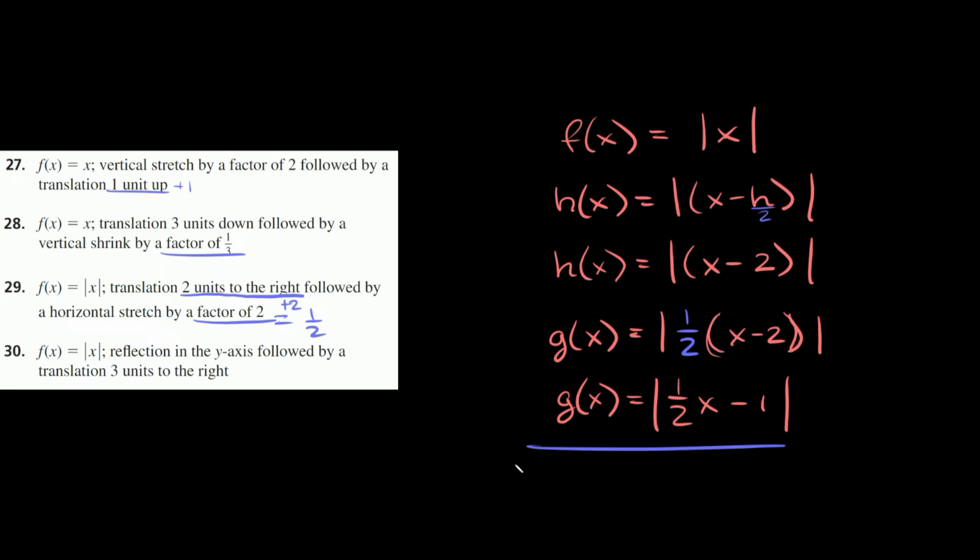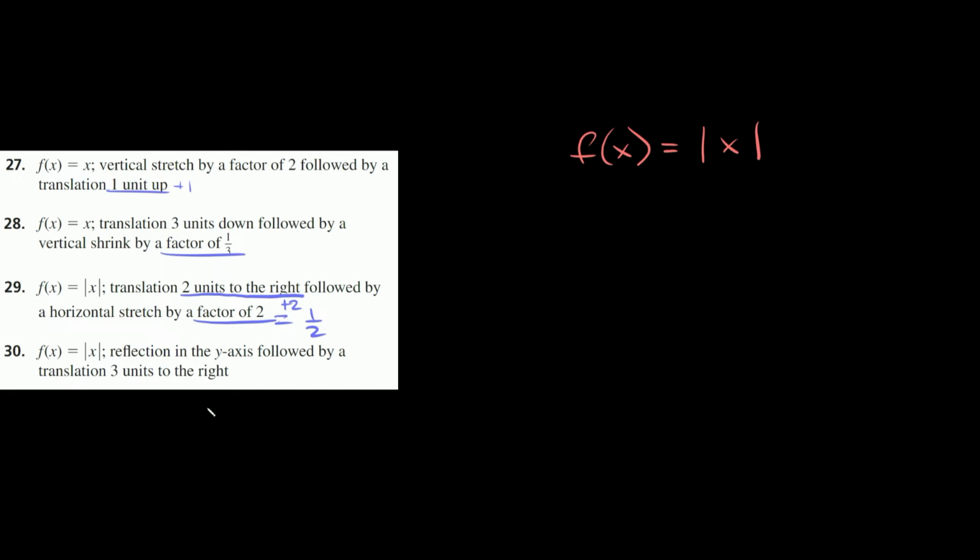Okay, boom, one more. So lastly, f of x is equal to the absolute value of x. Wrote it right there. So then it says reflected in the y-axis, right? So let's do that first. So again, wherever we have an x, we're just going to replace it with a negative x. So we're going to have h of x is equal to the absolute value of negative x.